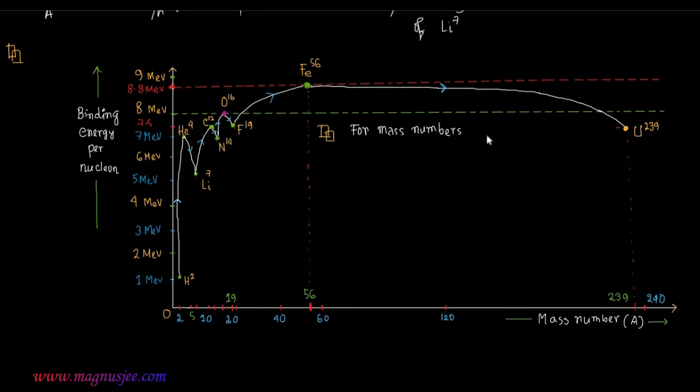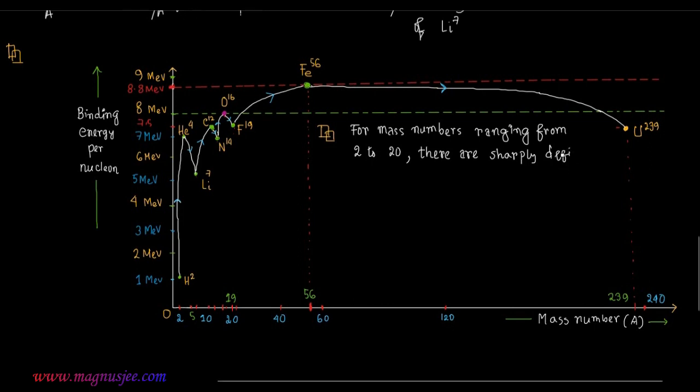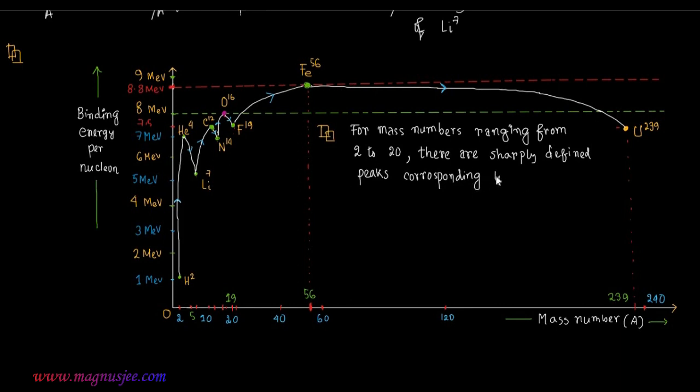For mass numbers ranging from 2 to 20, on the graph there are sharply defined peaks corresponding to He4, C12, O16, etc. Not F19, it should be only He4, C12 and O16, etc.